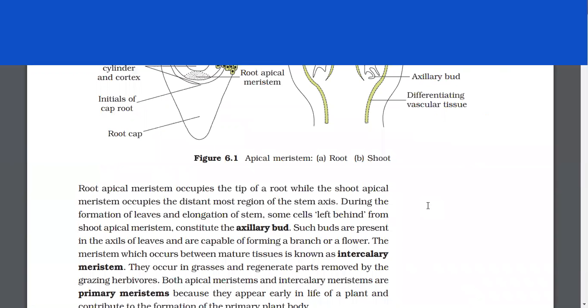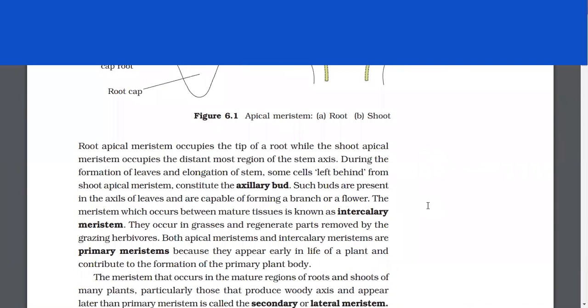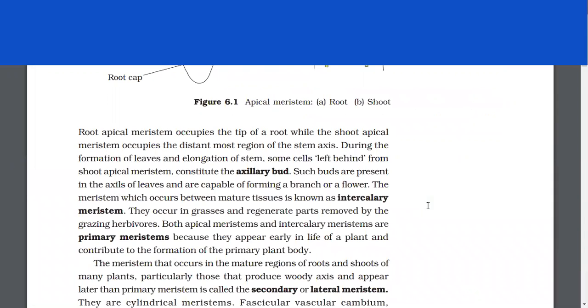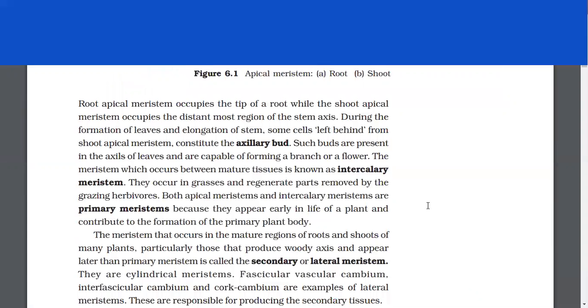Root apical meristem occupies the tip of a root, while the shoot apical meristem occupies the distantmost region of the stem axis. During the formation of leaves and elongation of stem, some cells left behind from shoot apical meristem constitute the axillary bud. Such buds are present in the axils of leaves and are capable of forming a branch or a flower.